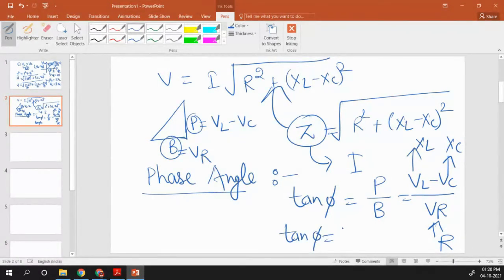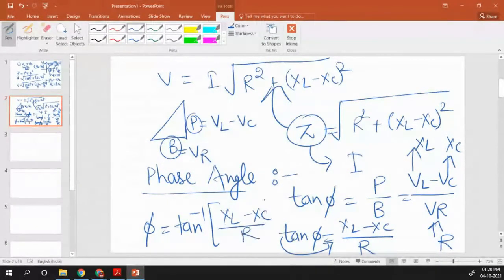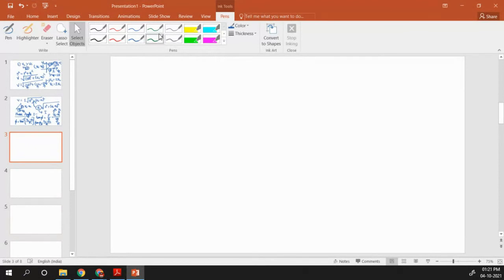Tan of phi is equal to XL minus XC upon R. So you can calculate the phase angle phi. Tan will move toward the right hand side, but it will become tan inverse of XL minus XC upon R. We want to calculate the power.